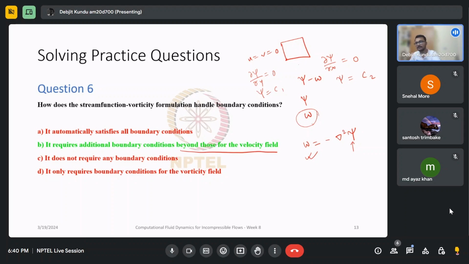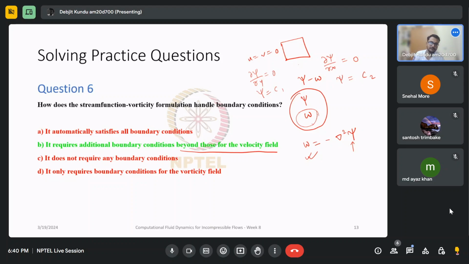and it requires them in terms of psi and omega. So if you give me the boundary conditions in terms of u and v, I have to convert them into psi and omega, and then only I can proceed and try to solve using the stream function vorticity formulation.